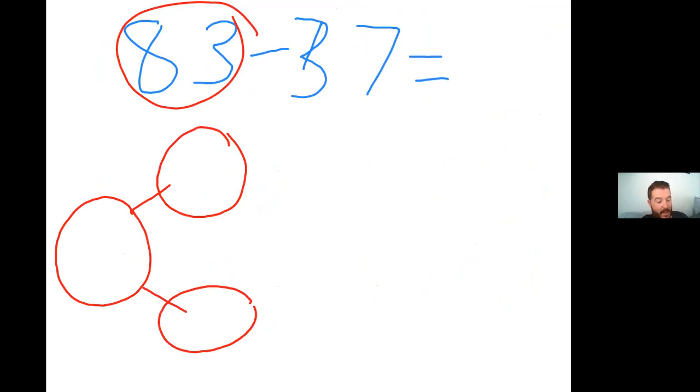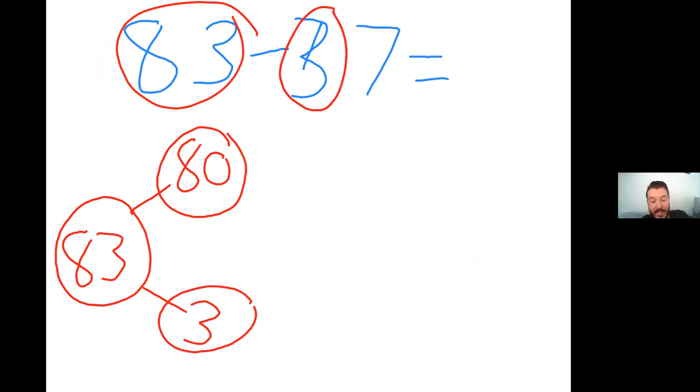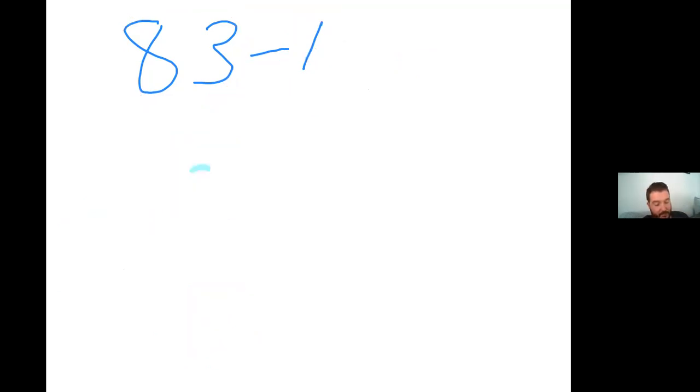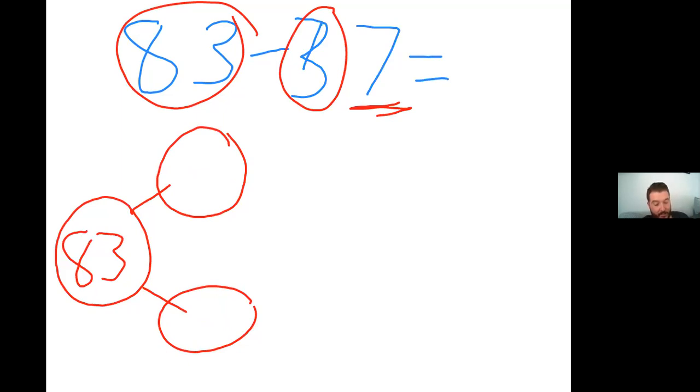Now again, if I was to do 80 is 80 and 3, then when I get to this point, I can take away the 30, but can I take away 7 from 3? Can't do it, can I? So I can't partition it that way. I need to partition it a different way. So I'm going to rub those out. And what we're going to do instead, we're going to take 10 off it. So we're going to take 10 off 80 to make 70.